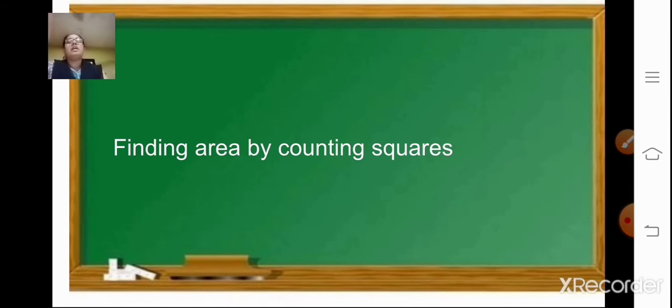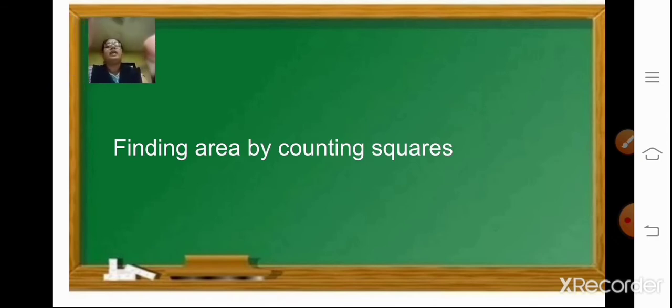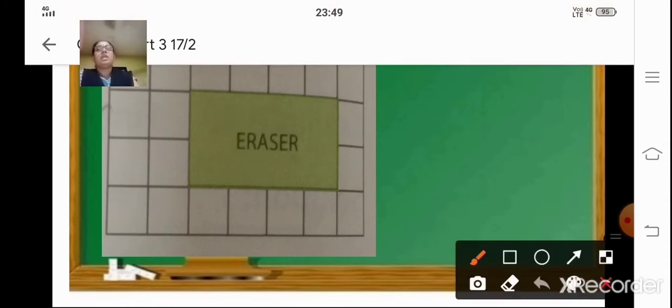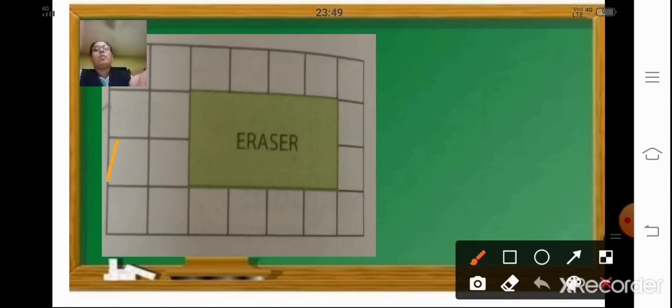Let us first learn how to find area by counting squares. Now here in this figure, we have to find the area covered by an eraser. Now here the area of each square grid is considered as 1 centimeter square. That means area of 1 square is considered as 1 centimeter square. So we have to find the area covered by an eraser.